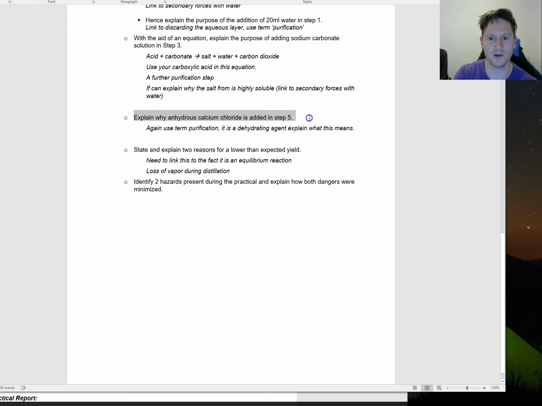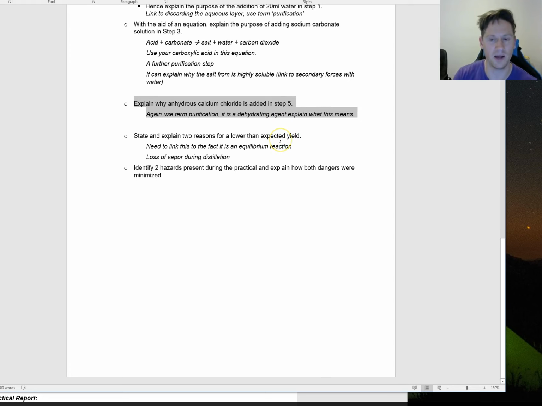What's the point of the calcium chloride step? So the dehydrating agent, so the fact that that basically absorbs the water. So explaining that as best as you can. And then talking about that loss of yield. So there are 2 points here. There are many other factors that we could talk about here. Remember, we're not talking about random systematic error. Here we're talking about why is our yield lower than expected.